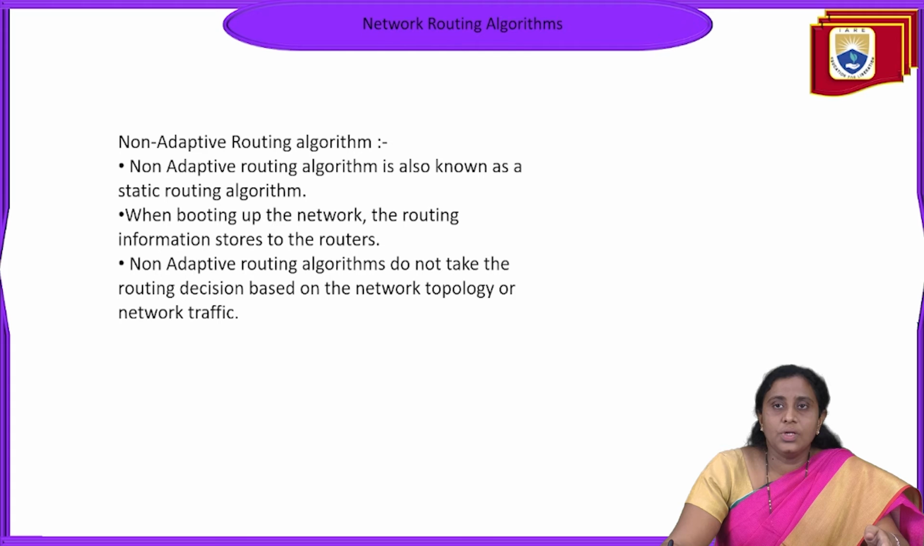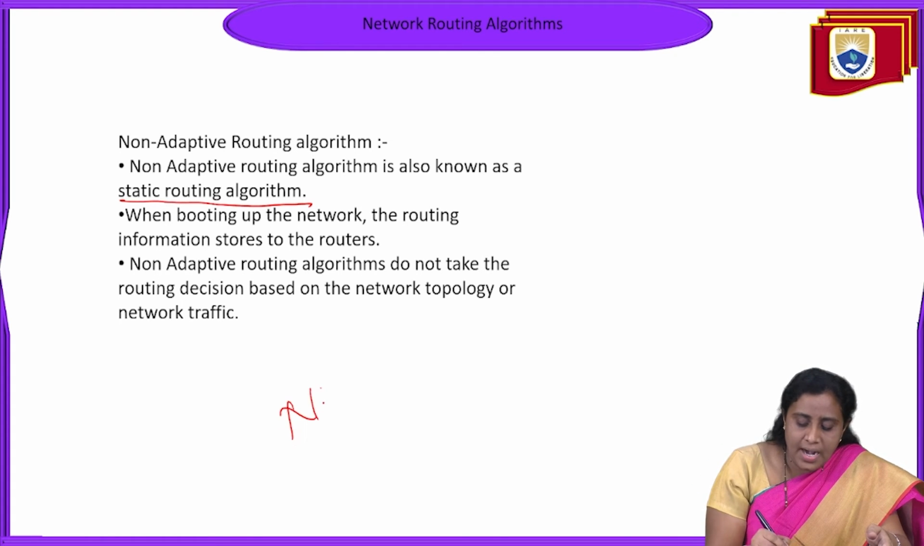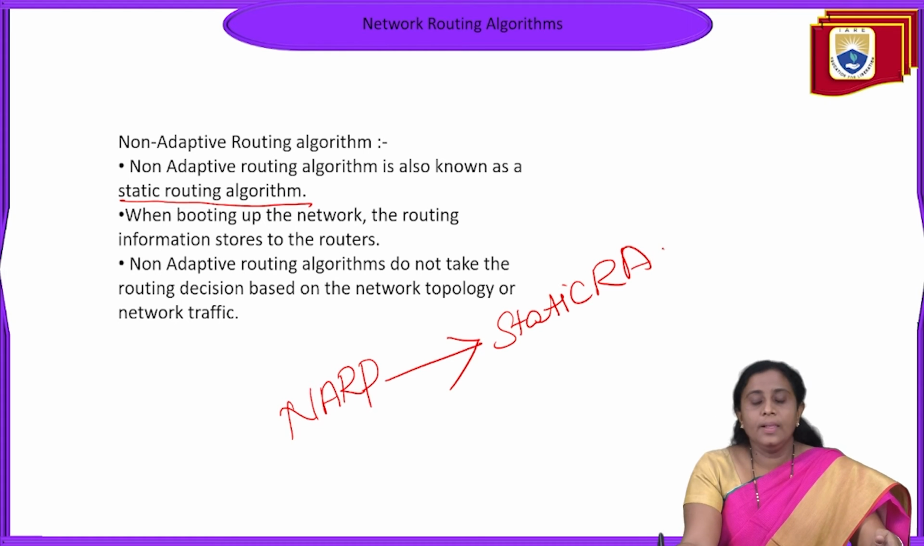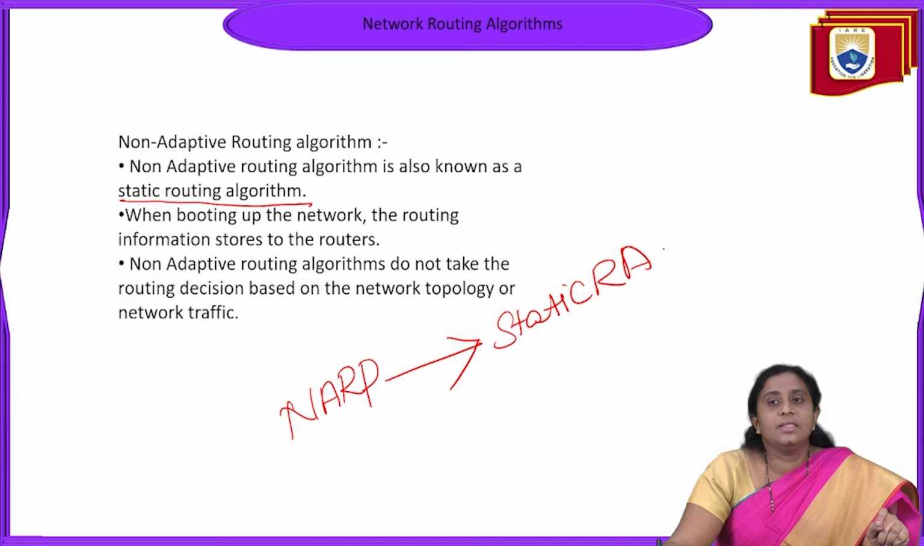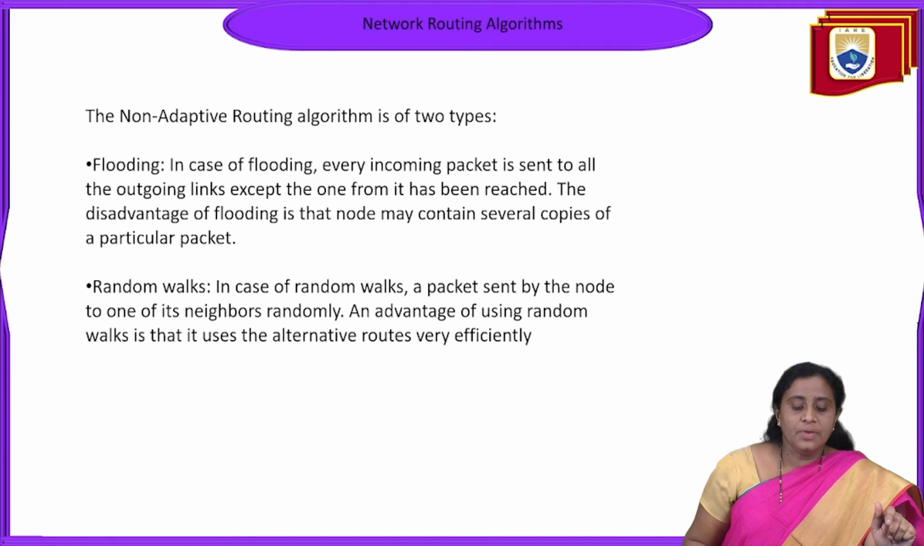The non-adaptive routing algorithm is also known as the static routing algorithm. If you define it in a secondary way, it is nothing but the static routing algorithm. When the network boots, the routing information is stored in the routers. A non-adaptive routing algorithm does not take decisions based on the network topology or the subnet available on the computer network, or the network traffic. So this is nothing but the non-adaptive routing algorithm.